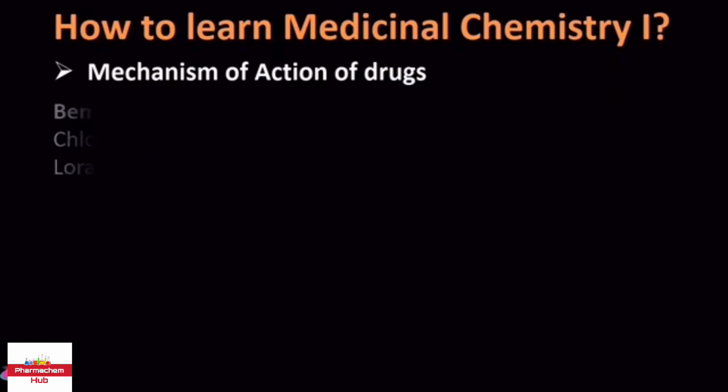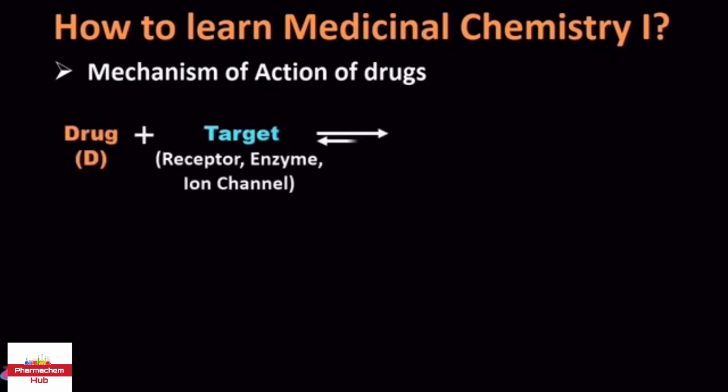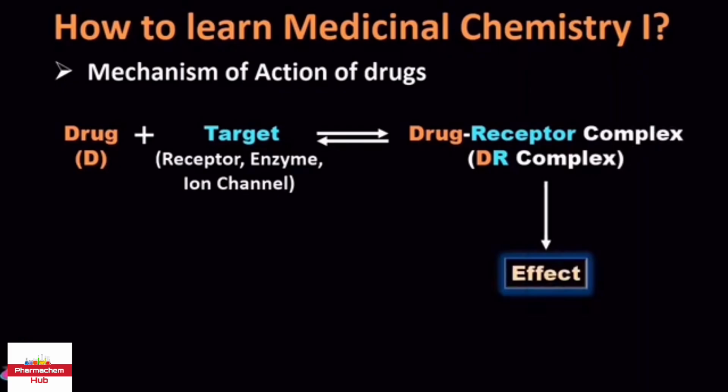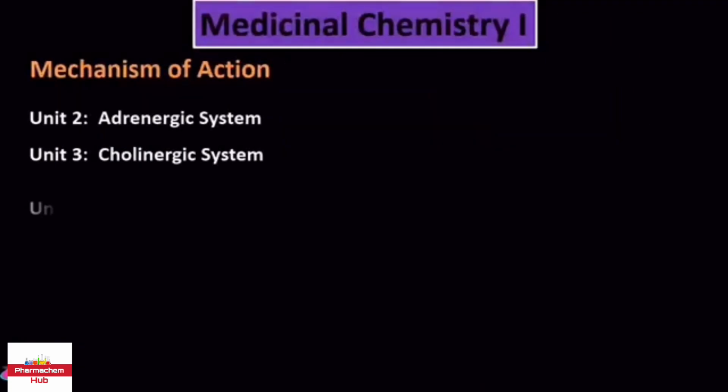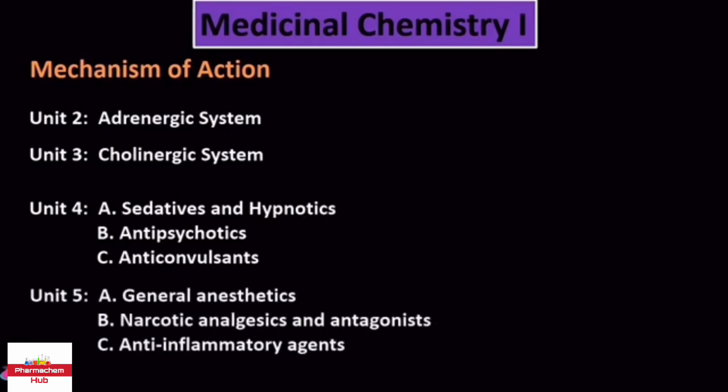But while writing the mechanism of action, you need to have some knowledge of this thing. The drug binds with the target available, which can be a receptor, enzyme, ion channel, etc., and forms the drug-receptor complex, which then gives the pharmacological activity. So, while writing the mechanism of action of any drug, you must know the target first, and then what happens after the complex formation, that you have to explain. If you go through units 2, 3, 4 and 5, only around 10 to 15 targets are there where all these drugs bind and produce their pharmacological activity. So even if the number of drug structures is more, the mechanisms of action are very few.